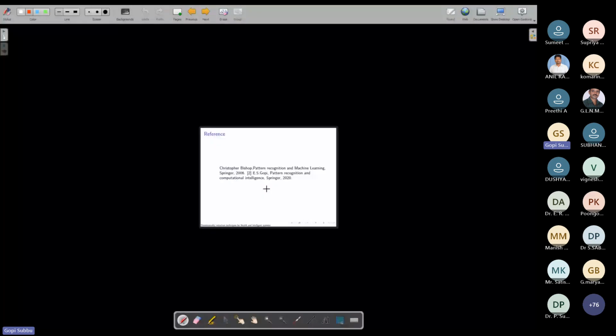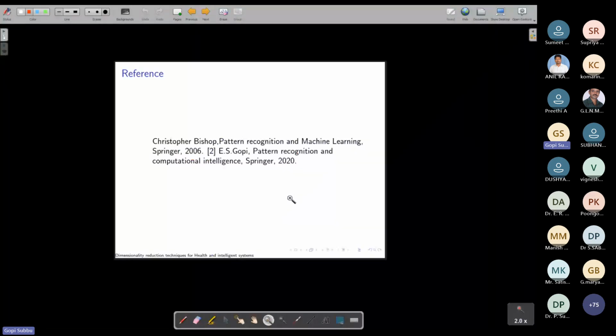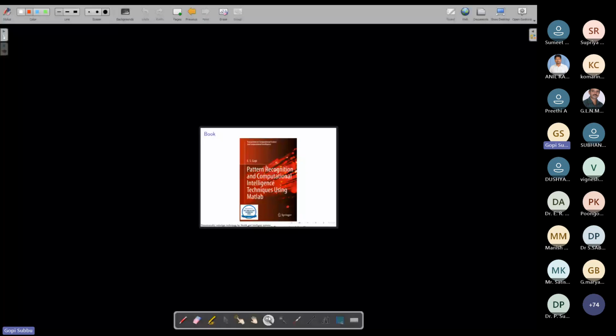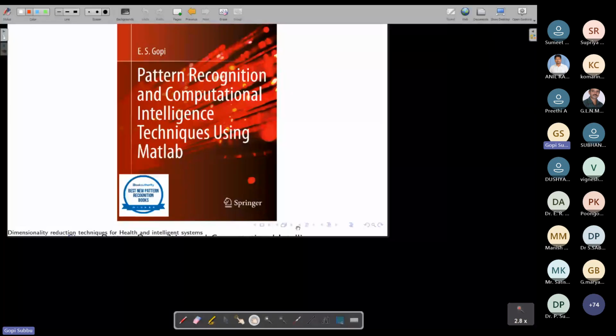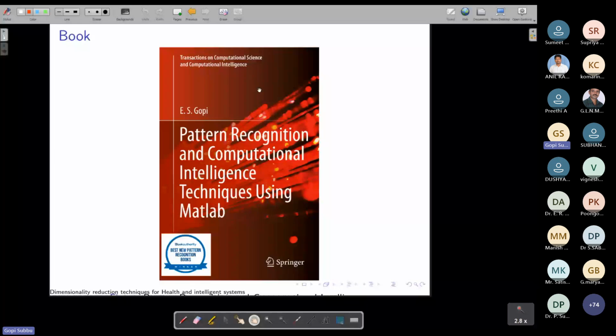So this is the main reference book you can refer. This is the book written by myself on pattern recognition and computational intelligence using MATLAB. So those who are interested can look for this book and may recommend it for the library also. With this, let me conclude my talk, and if there are any questions, I would like to answer before we wind up. Thank you. Thanks for that opportunity.